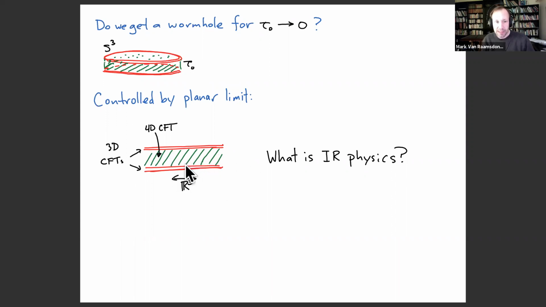So the microscopic picture of this field theory is four-dimensional, but at long distances, we expect that this should flow to some three-dimensional theory. So at distance scales much larger than the separation here, we're going to be described by some three-dimensional physics. And so we could ask, what is this? What is the infrared physics?